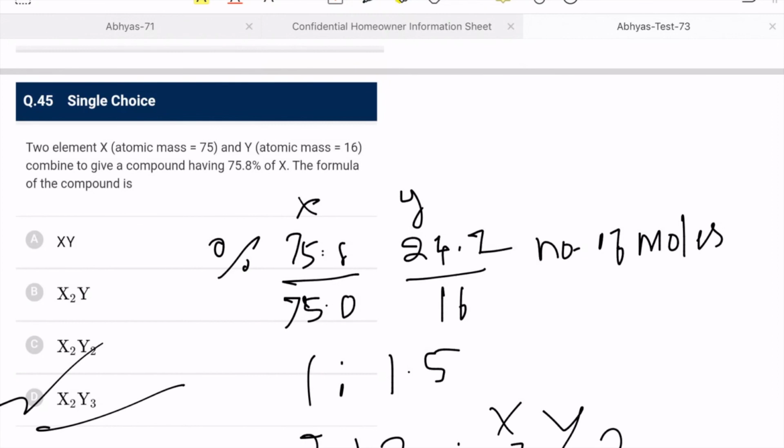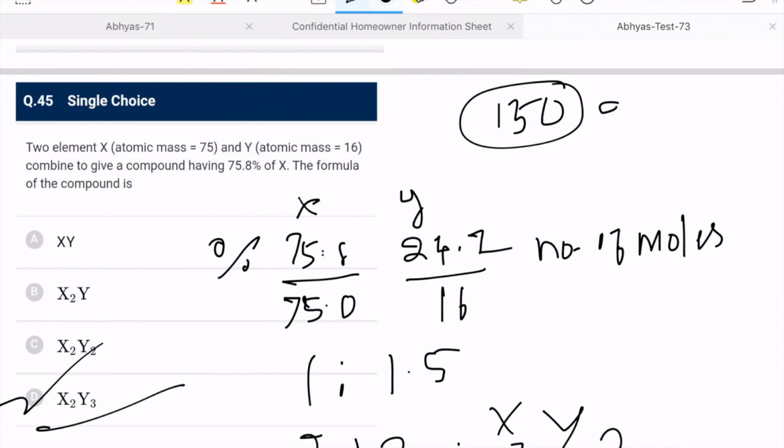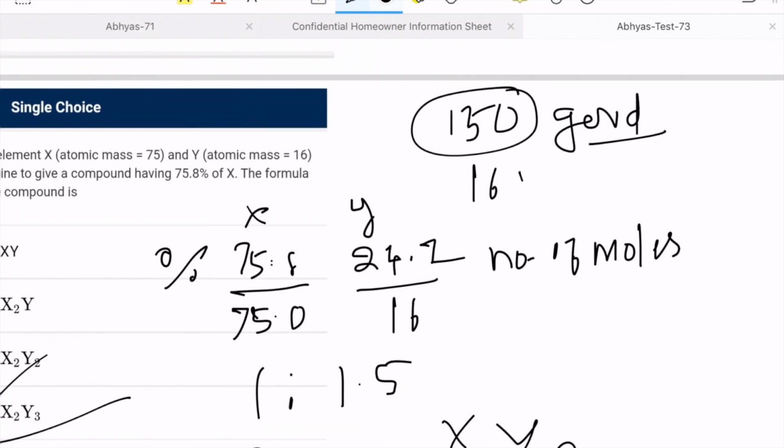Thanks friends, we have completed all 45 questions. The level of difficulty is such that about 10 questions are at a difficult level. So a score of 150 is good actually, a competitive level, and 160 is excellent.